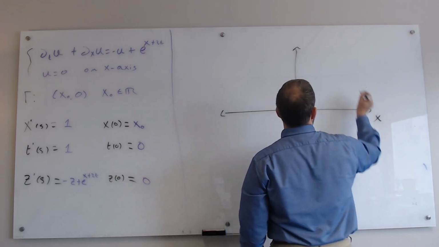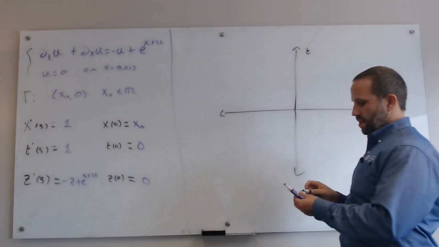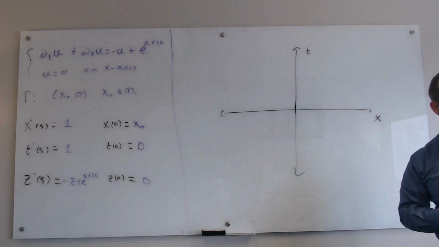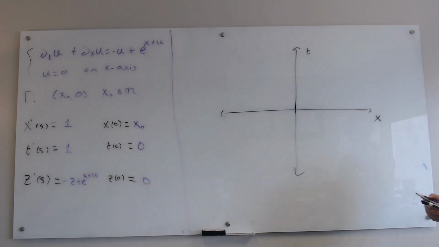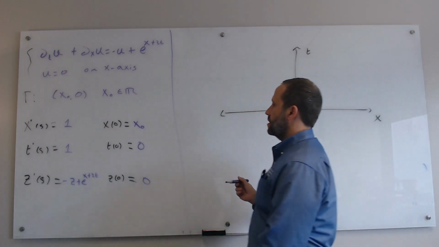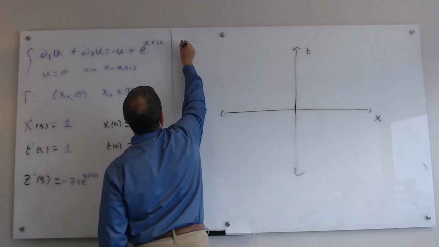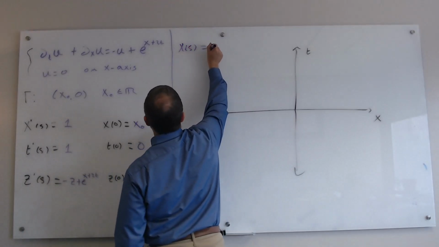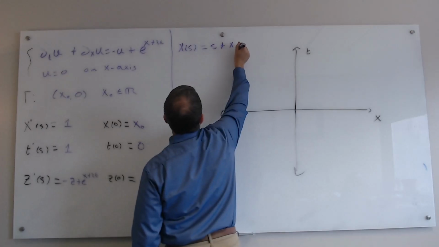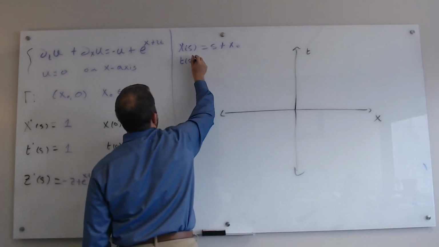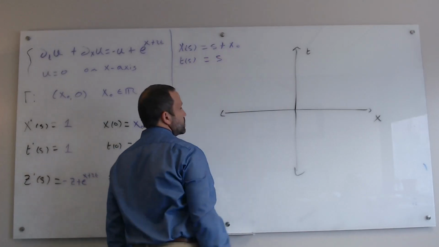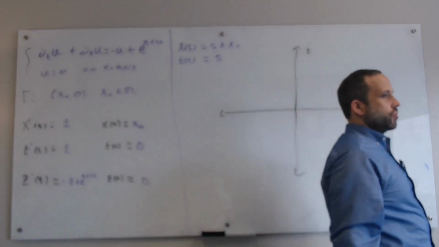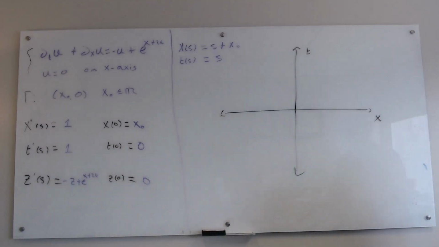All right, so this is x, this is t. Similar to other problems, we can solve the characteristics pretty easily. X of s is equal to s plus x naught. T of s is equal to s. So these are going to be characteristics that are lines with slope 1. Now we need to do a little work.